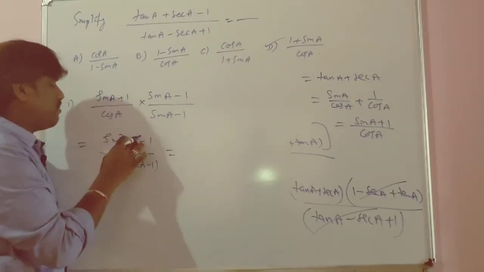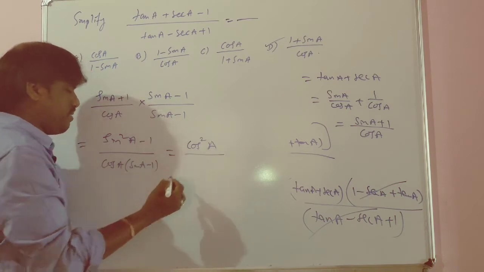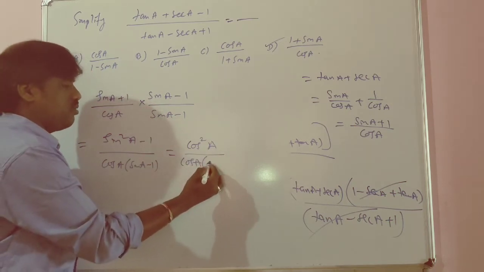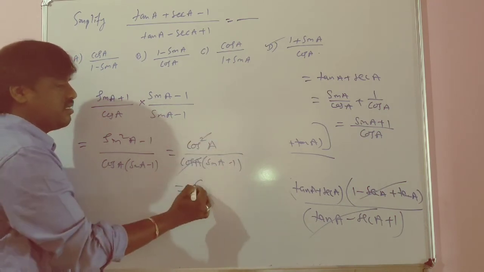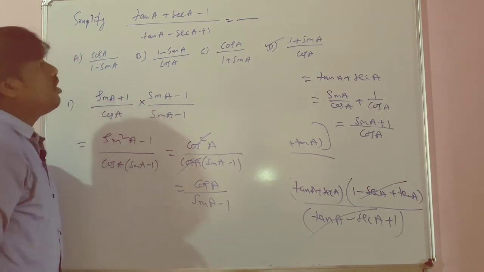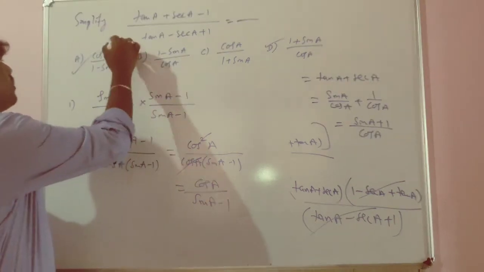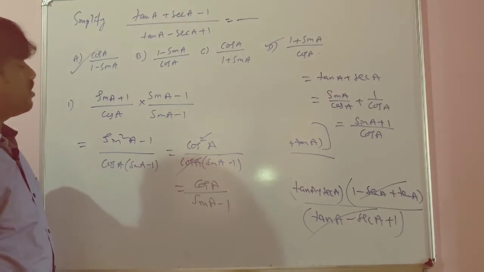It means on the top I am going to get cos square A, divided by cos A into (sin A minus 1). From this one cos will be cancelled, so the answer will be cos A upon sin A minus 1. Cos A upon sin A minus 1, this is the answer. Okay, 1 minus sin A I got, right?